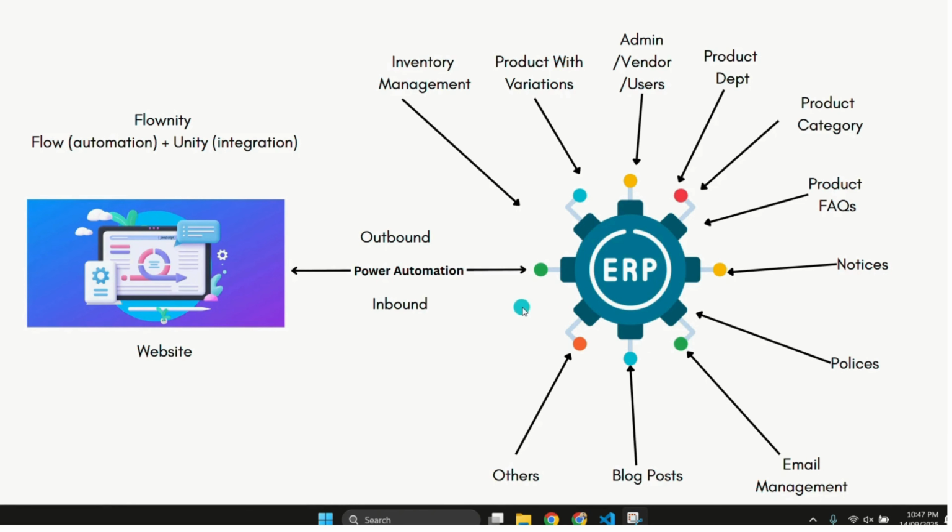Our project goal is to demonstrate a bidirectional connection between the website and the ERP system using Power Automate flows. The ERP handles not only inventory and customers, but also other things like product departments, FAQ, policies, and the rest. Can the ERP and website connect directly using Power Automate? If so, can they transfer data, and how effective is it? We will find all that out today. So sit tight, enjoy the show.